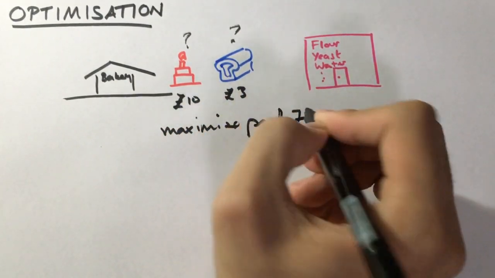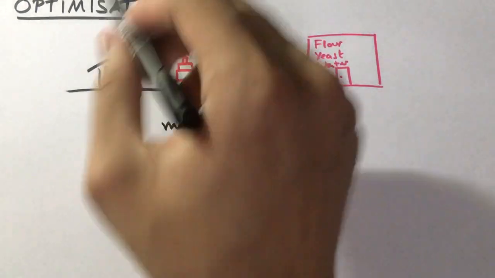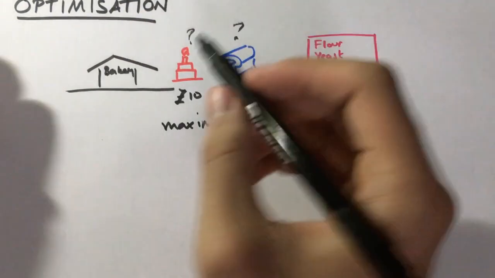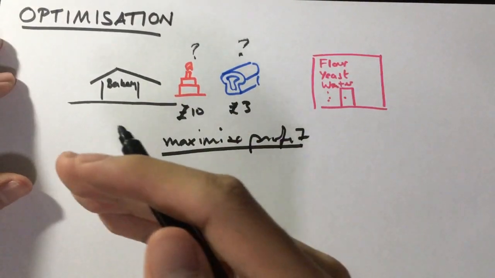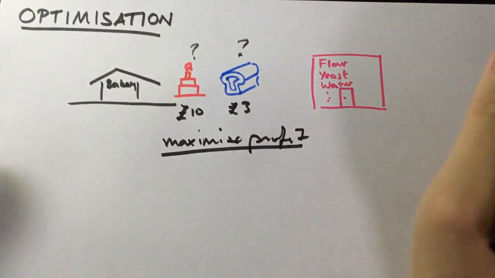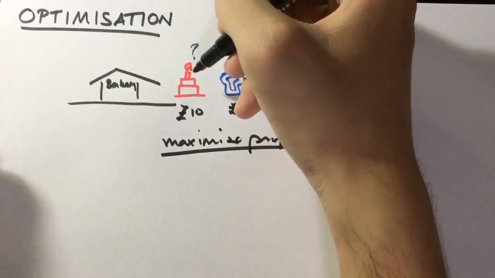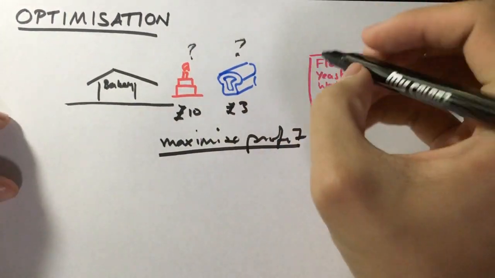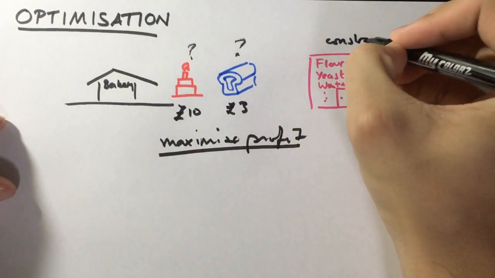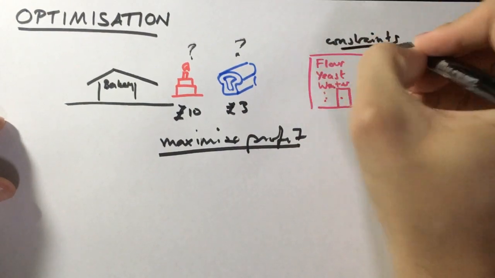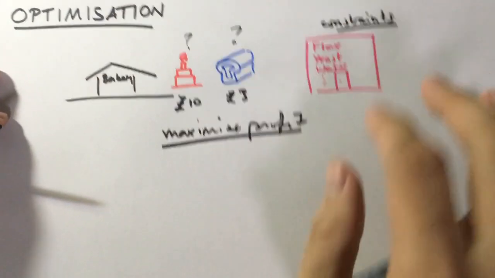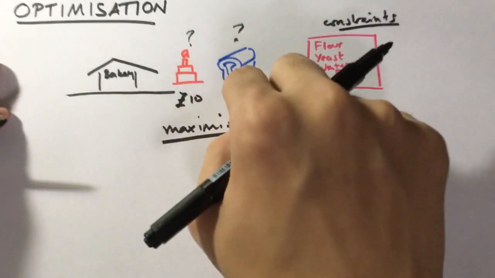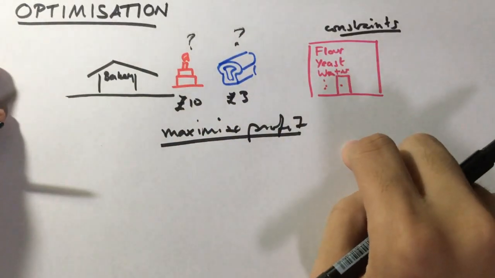So you can see here, you have an objective, something that you want to do. You want to maximize your profit. But you can't just maximize your profit uncontrollably. You can't just make infinitely many cakes and infinitely much bread because you have constraints on your system, on your problem, and your constraints are the materials that you have. So this is an optimization problem: you have to get the most profit given the constraints that you have.